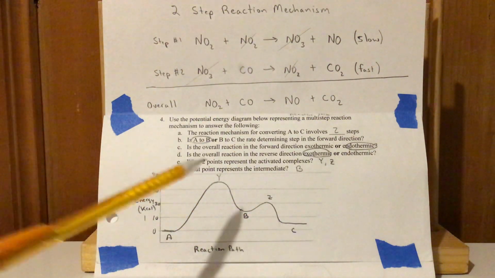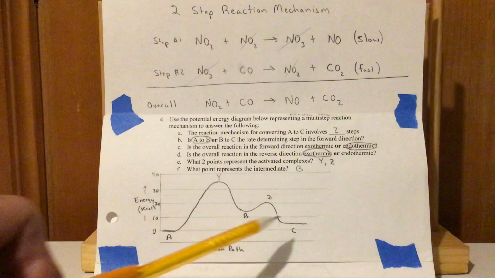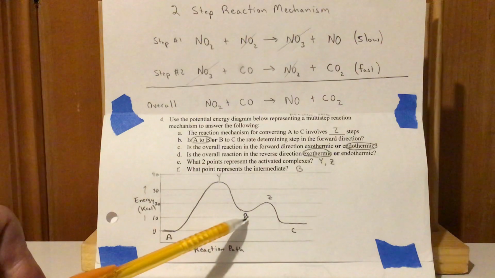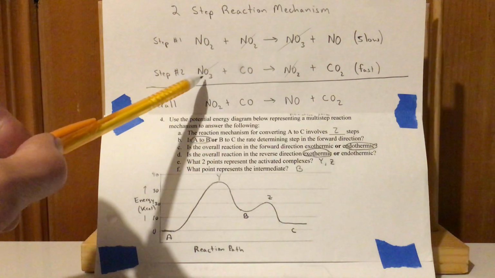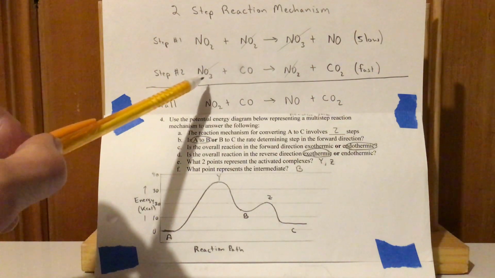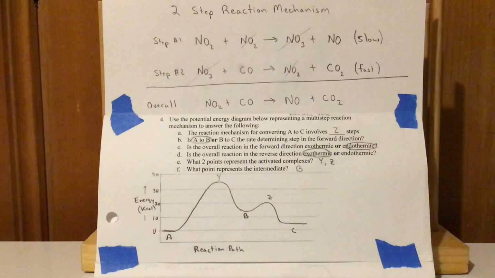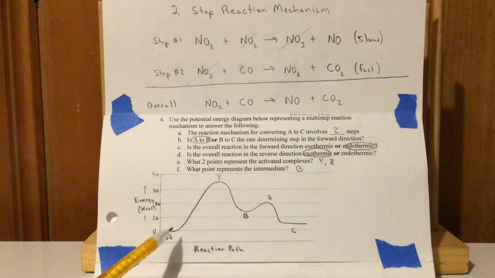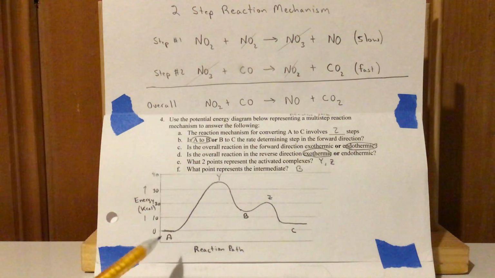And then it says, what point represents the intermediate? Point A is the reactants, point C is the products. B is really that in-between step. And notice an intermediate in this reaction would be the NO3, which is formed in one step and then used up in the next step. So that's what an intermediate is: formed in one step, used up in another step, and a semi-stable resting point in that reaction. So this is a little bit about a two-step reaction mechanism and some of the adjustments you make from a one-step reaction mechanism in potential energy diagrams.